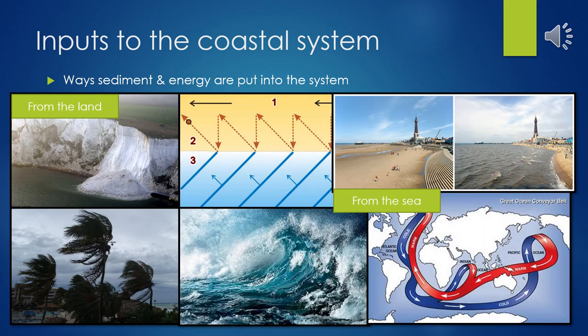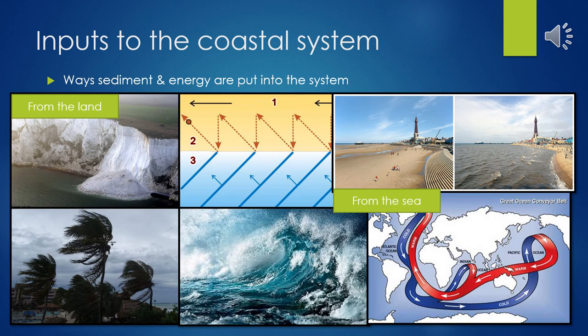Okay, so the inputs to the coastal system. When we talk about inputs in coasts, we talk about the sediment as an input, and we talk about the energy as an input, and there are two different categories. You get the inputs from the land and the inputs from the sea. The input from the land is only really material that is put into the system through things like cliff collapse, mass movement, and other things like that.